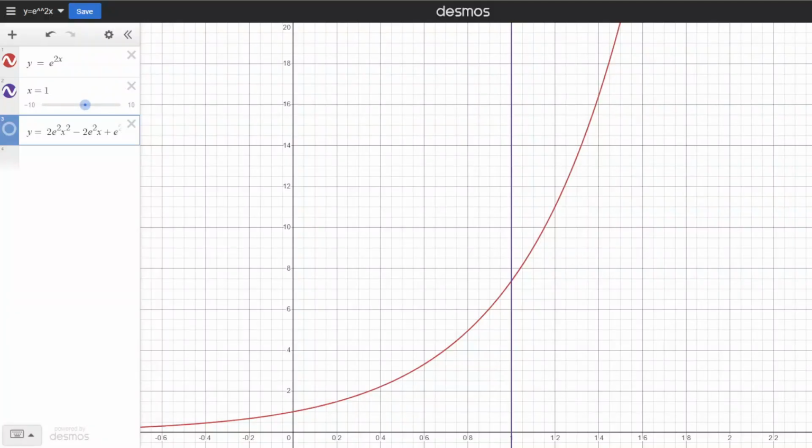If we now go back to our graph of e to the 2x and plot a graph of the second order Taylor series polynomial around the region at x equals 1, we see that at x equals 1 we have a very good approximation, and in this case it's exact.